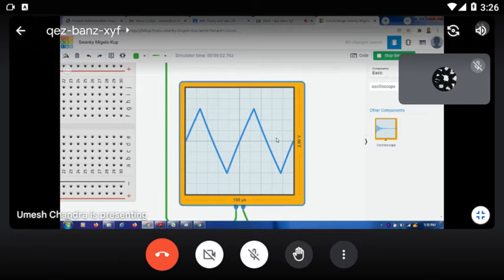1, 2, 3, 4, 5, 6. It covers 6 blocks. 6 blocks means that is 6 into 0.2. That is 1.2 volt. The output amplitude will be 1.2 volt.